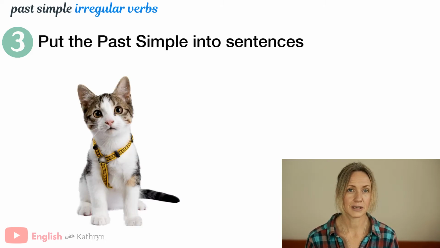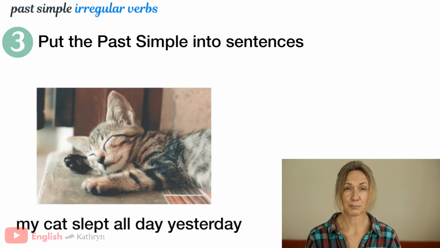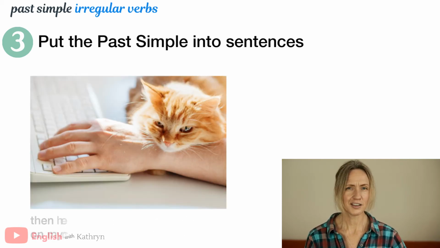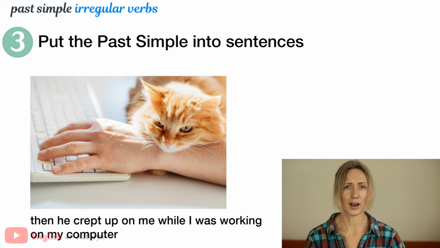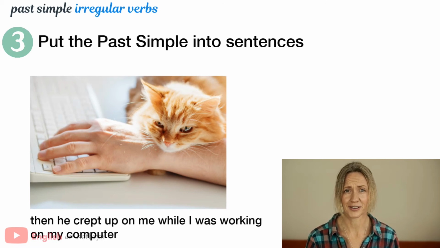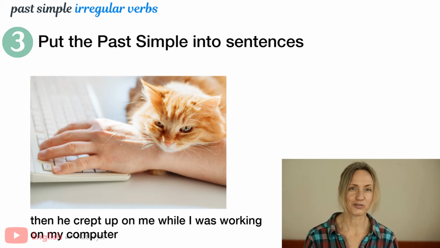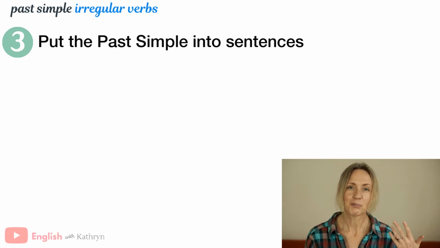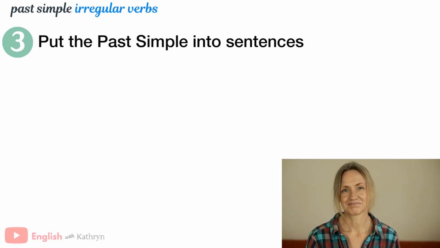For example, if you have a cat, you can say, my cat slept all day yesterday but came out at night. Then he crept up on me while I was working on my computer. This way, you not only use the verb, but you get a visual of your cat sleeping and creeping, and so you will remember it more easily.